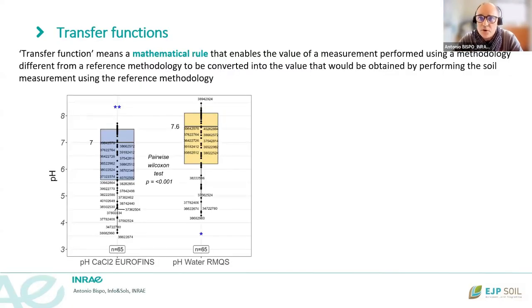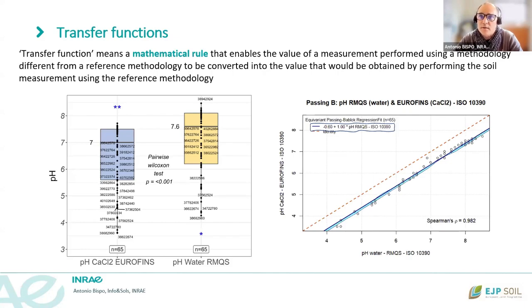What are the transfer functions? A transfer function can be seen as a mathematical rule that allows you to pass from one method to the other one. We started that in EJP Soil also. We try to compare different methods and derive transfer functions. You see here for pH, if you use calcium chloride or pH in water, there is a difference between the sites, between the measurements, and then you can develop a transfer function between those two methods.